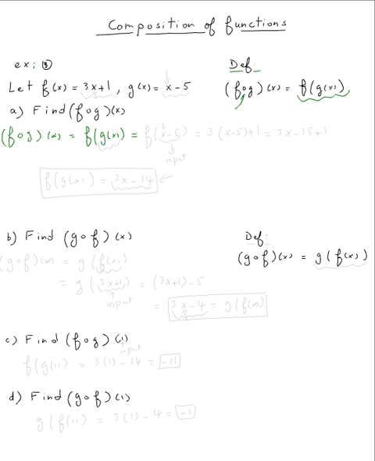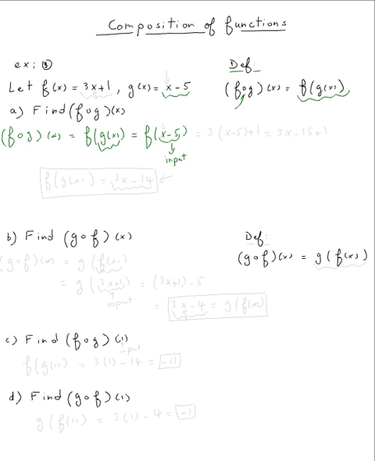Now what we do is always two steps. First you replace g of x by its value. G of x in this example is equal to x minus 5. So this is f of x minus 5. Now the only thing we need to do is find f of x minus 5. This is our input. The input is whatever is between those parentheses, f of that number.